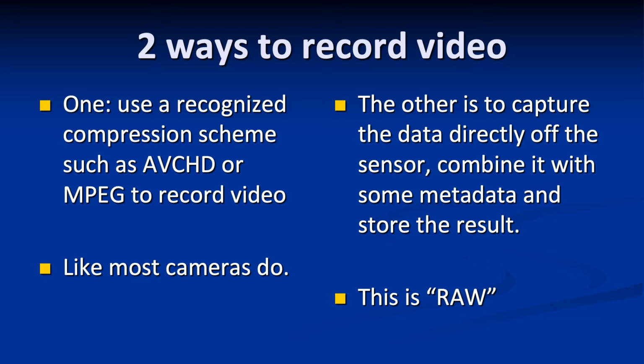So let's just quickly recap for those that may be confused already. There are two ways to record video. One is to use a recognized compression scheme, such as AVC HD or MPEG to record audio and video, like most cameras do. Still cameras would shoot JPEG, for example. The other way is to capture the data directly off of the sensor and combine it with some metadata and store the result. And that's what RAW is.